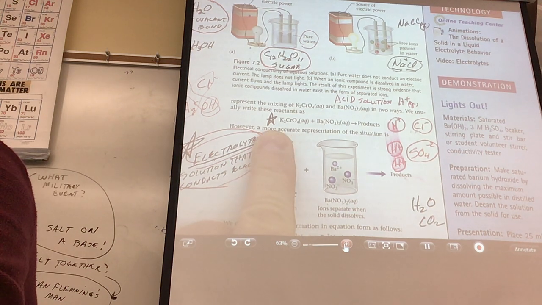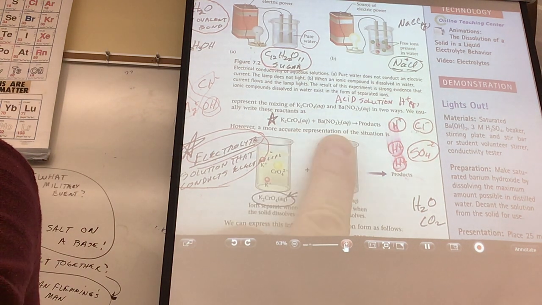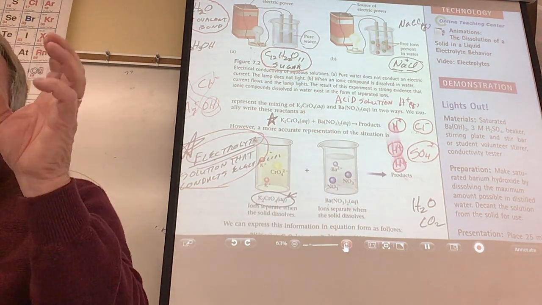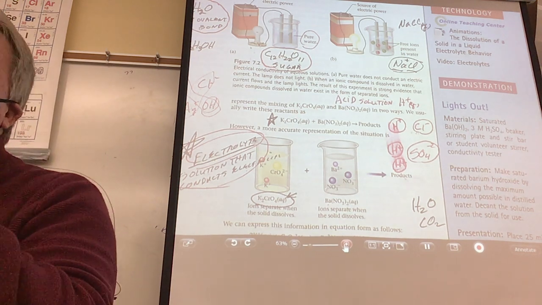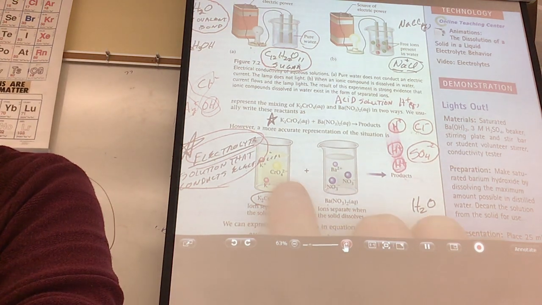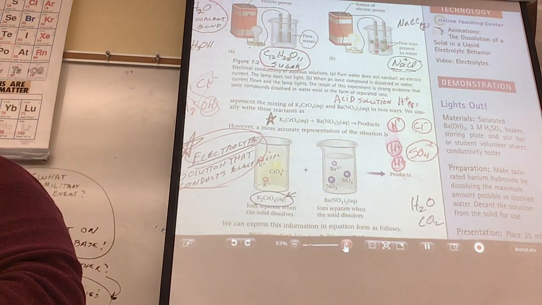Is potassium chromate soluble in water? What does AQ mean? It's dissolved in water. If it's dissolved in water, is it soluble in water? Yes. What about this other guy? If I saw this experiment, I'd have a beaker that looked like water and another beaker that looked like water. But what's really in those beakers? And that's what the author's trying to get you to say. What's really in this beaker right here?